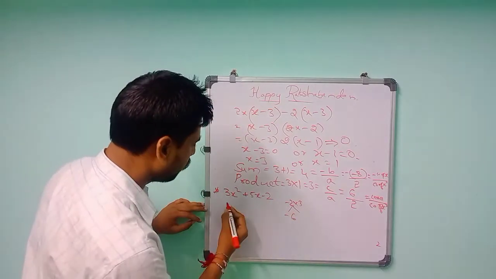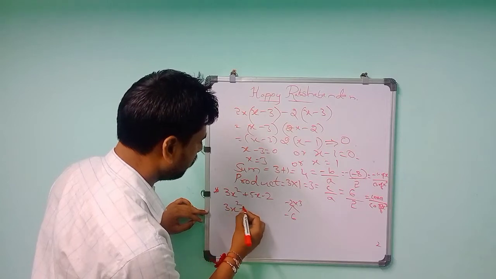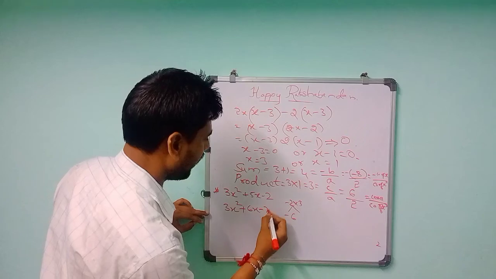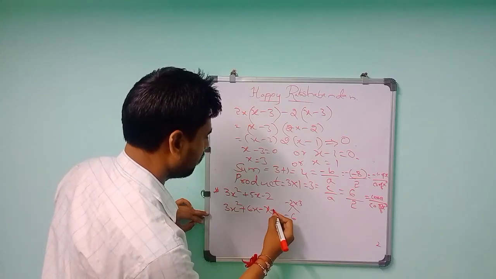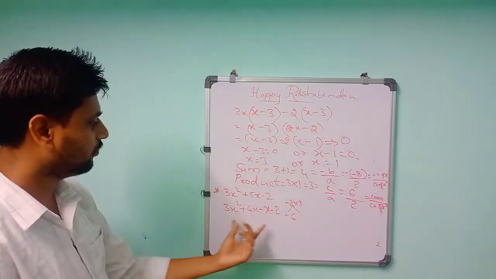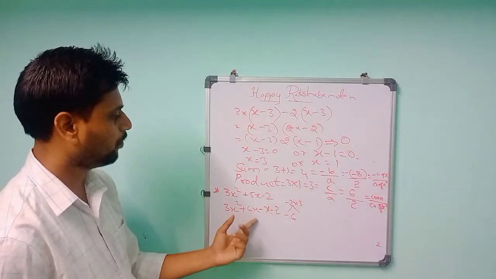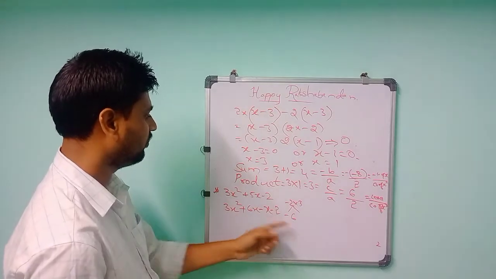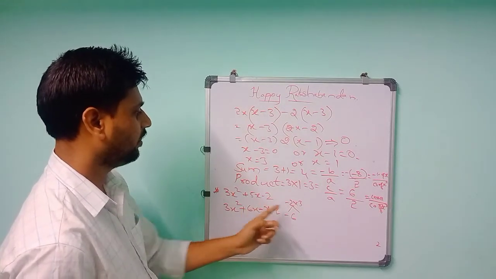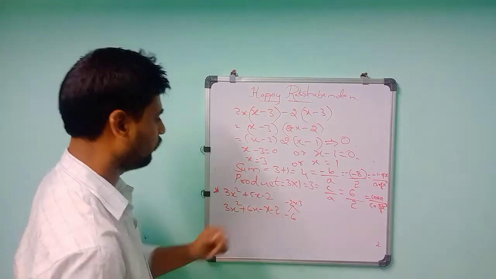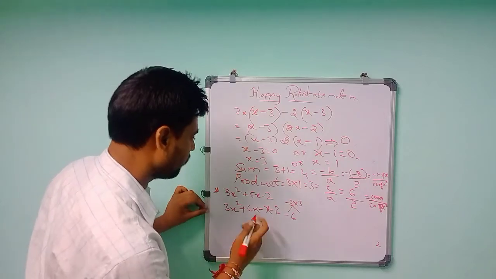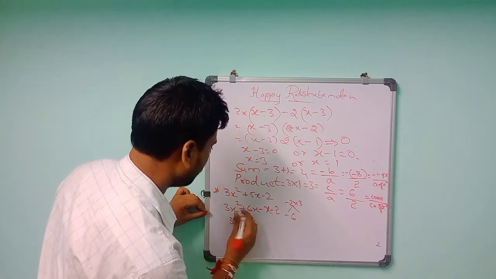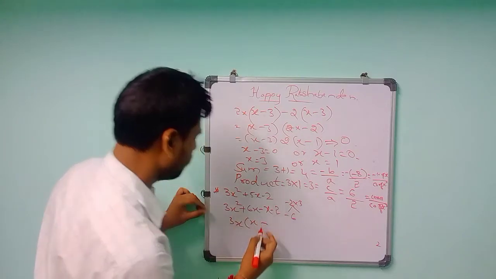So 6 is there. You can write 3x square plus 6x minus x minus 2. You write it as 3x square plus 6x, because 6 is there, no? So you have to split it as 6 into 1. So plus 6x minus x is 5x, and minus 2 into 3 is minus 6. So for 3x square plus 6x, you take 3x common.